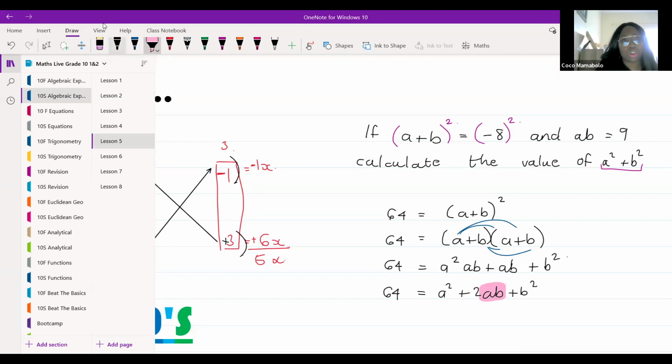So we're going to take that ab and replace it with 9. All right, so we're going to go 64 is equal to, now I'm going to rearrange, grade 10s. I'm going to take the b squared and put it before. So I'm going to have a squared plus b squared plus 2 times, now I know that ab is equal to 9.